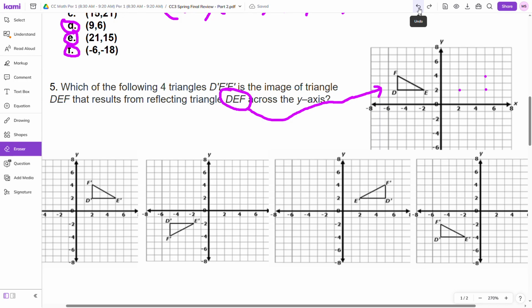And so if you reflect those vertices, you just count. So for example, E is 2 units away from the y-axis. So -2, 2 is E prime. D is 5 units away from the y-axis, so that's -5, 2. And F is also 5 away. So you just count 5 and just go over 5 and plot that point. So we can connect those sides, and that's our triangle. Which one of these answers is the same as that? I think it's pretty obvious. It's this one right here.